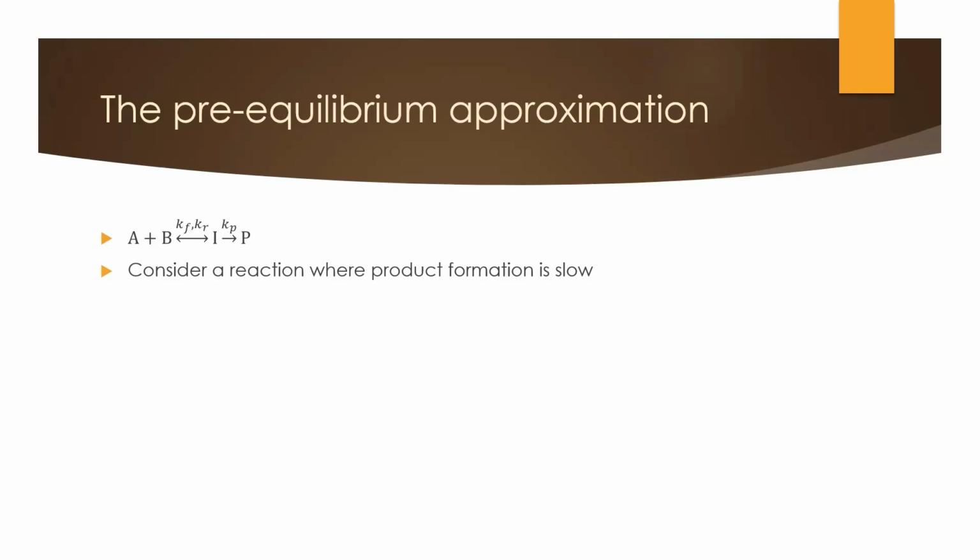If product formation is slow, that means that A and B will make I, and I will go back and make A and B, and this will happen much more rapidly than the product is formed, which means that before we get any product, we have a pre-established pre-equilibrium between the intermediate and the reactants. Why is this important? Because we can simply represent the concentration of intermediate with the equilibrium constant.